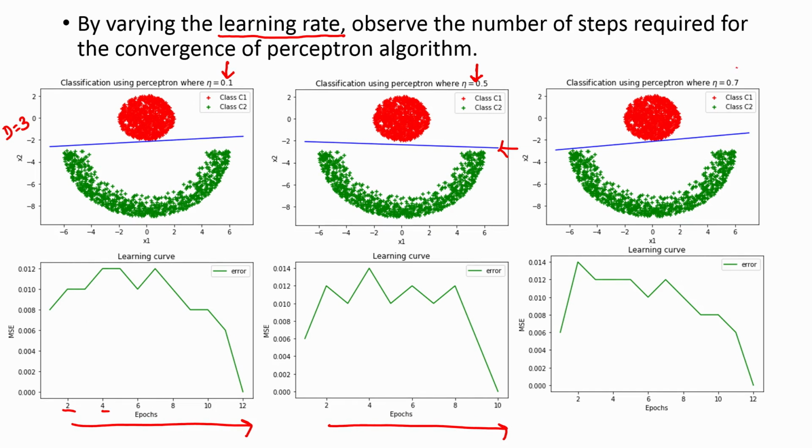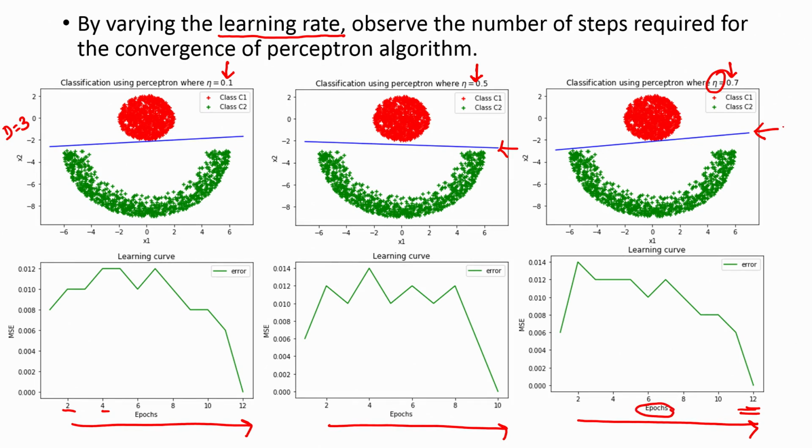Now, let us further increase eta to say 0.7. Again, the perceptron algorithm is able to find a hyperplane that will classify the data points into class 1 and class 2. Now, we see that the number of steps required for convergence has gone back to 12. Even though it appears as though there is an inverse relation between the number of steps and the learning rate, there is no relation between the learning rate and the epochs required for convergence.